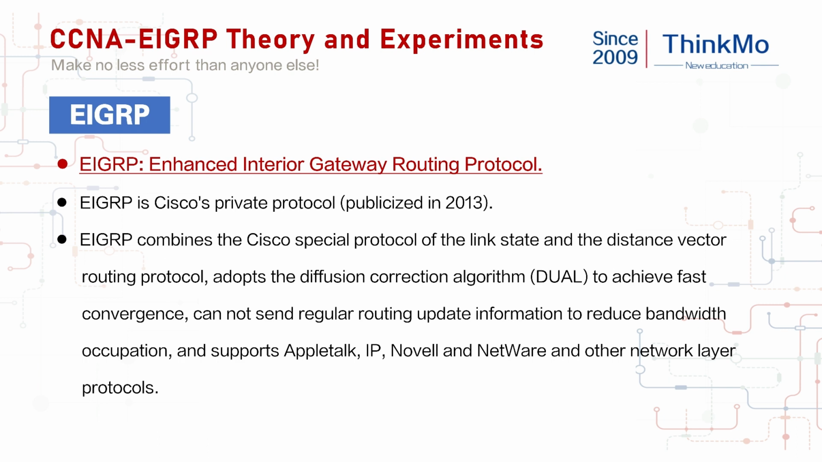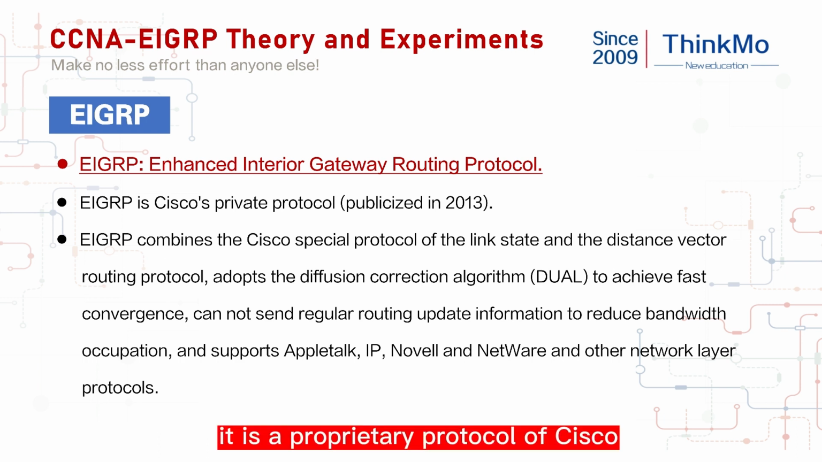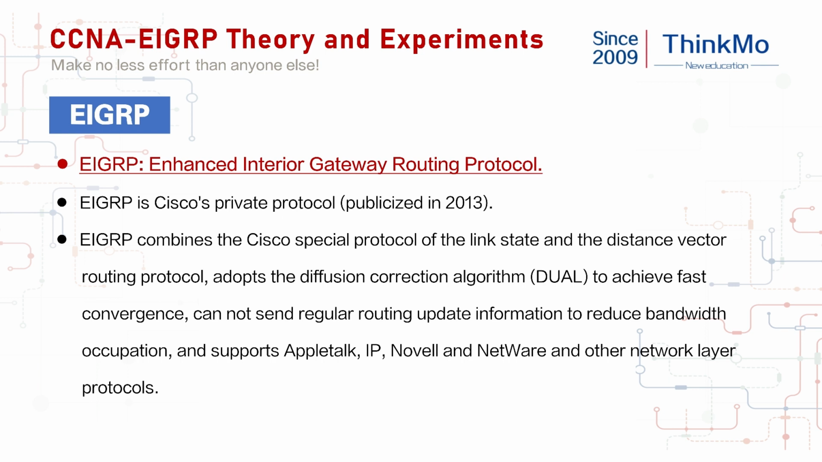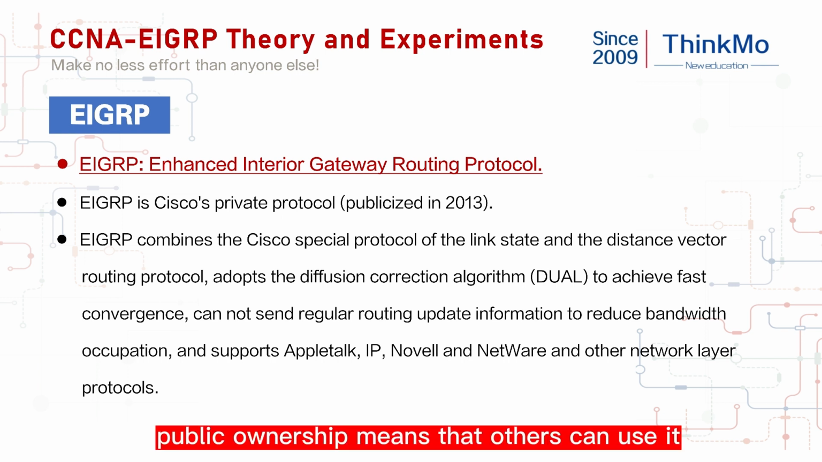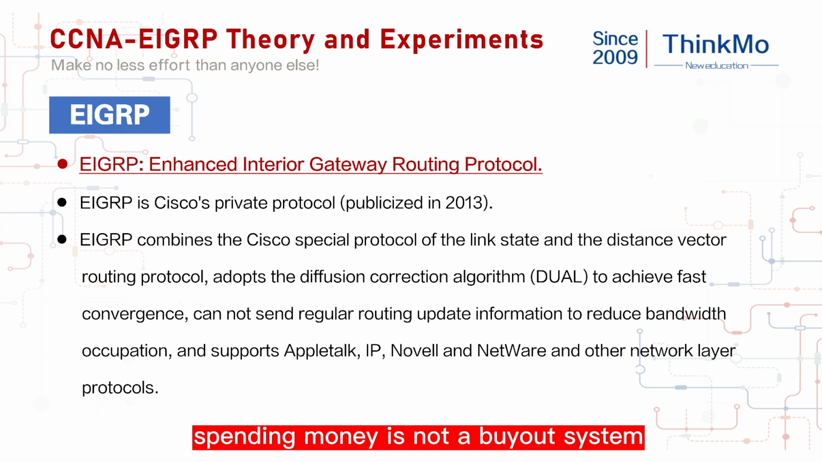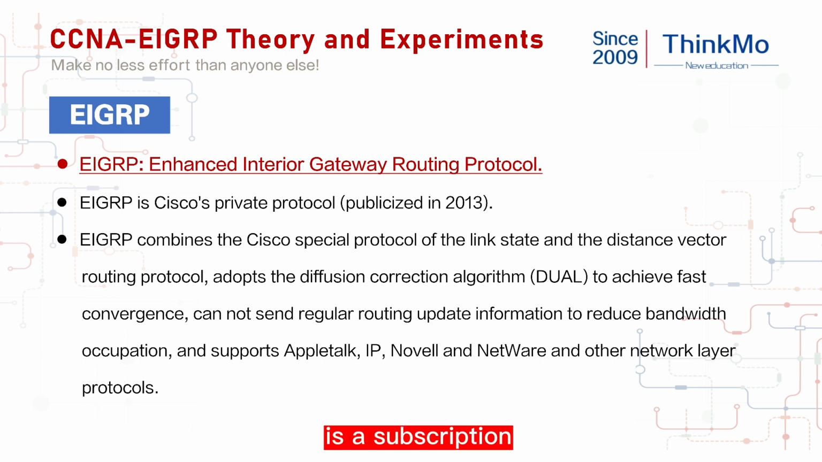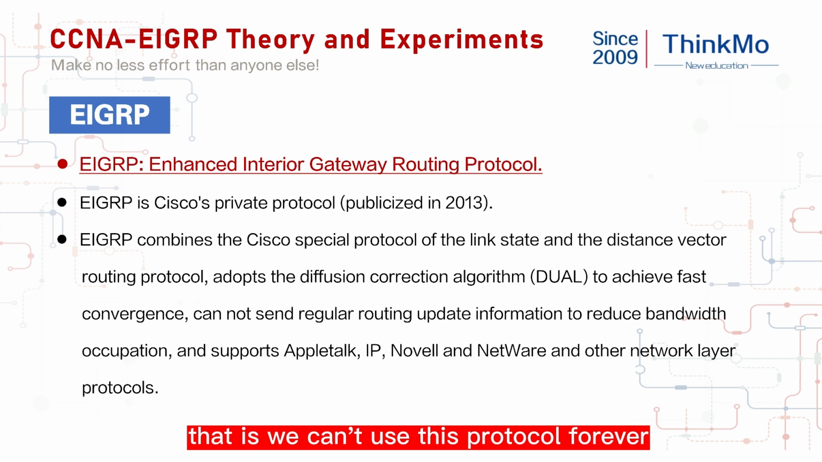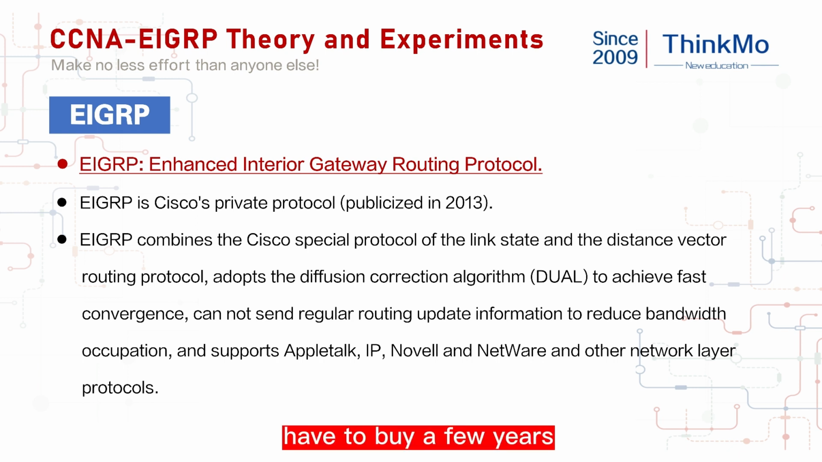EIGRP is not used much. It has a constraint: it is a proprietary protocol of Cisco. It was made public in 2013. Public means that others can use it, but it costs money to use, so we don't. This is one reason. Secondly, spending money is not a buyout system but a subscription. That is, we can't use this protocol forever; we have to buy a few years, equivalent to buying authorization. This protocol is excellent, but because it costs money, we don't use it.